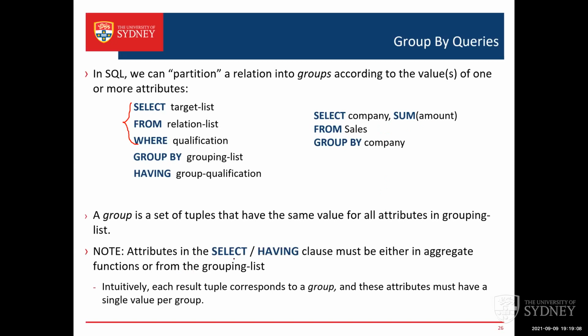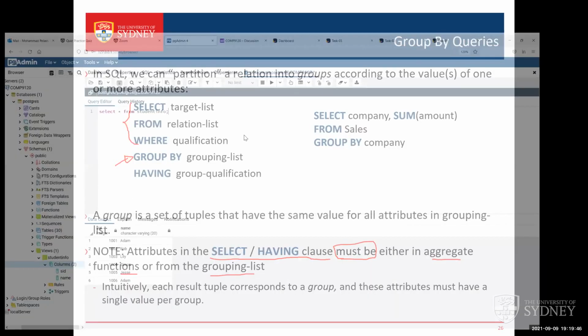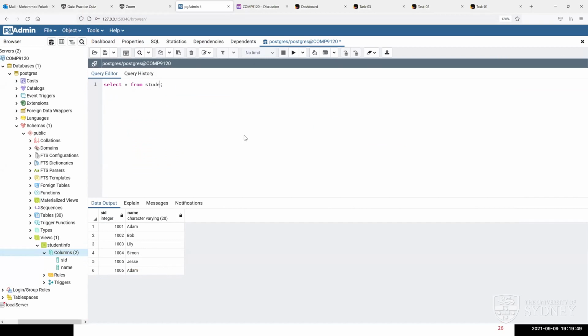Remember this thing, the attributes that we are going to write from now on in select or having clause, they must be in an aggregate function or from this grouping list. Grouping list simply means this one, group by, right? So whatever we are going to write in select and having, they must be, right? So if you don't follow this rule, then your query is wrong. So whatever attribute we are going to write in select or having, they must be either in aggregate function or from the grouping list. Let me show you a few things first, then things will make more sense. Let's say student.